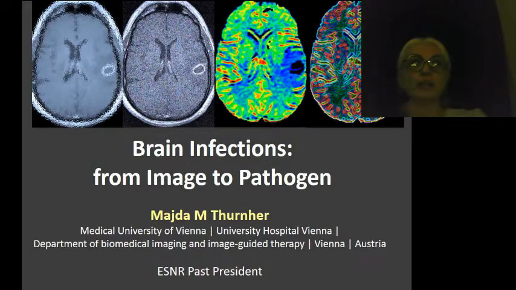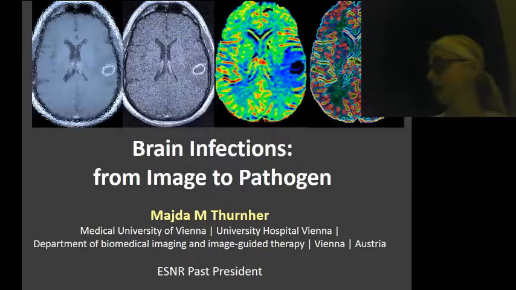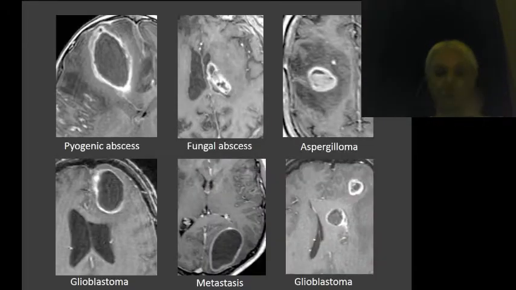So my topic today is CNS infections. Actually, how do we get with imaging from the image that you see directly to the pathogen, basically to the final diagnosis? And I would like to teach you on this one.